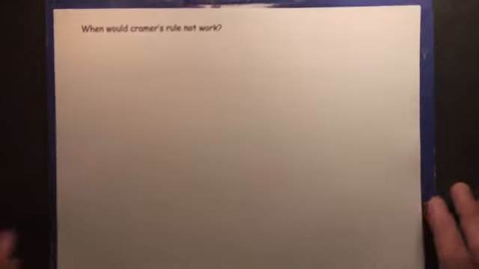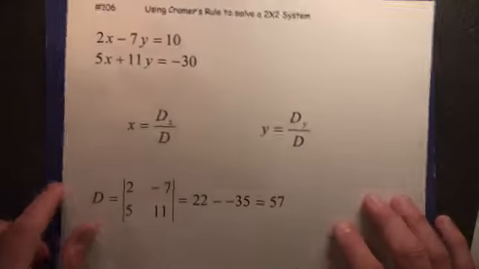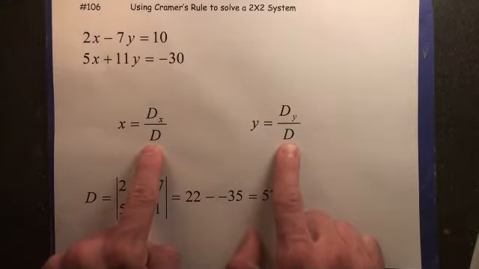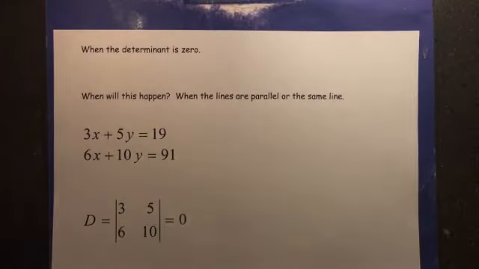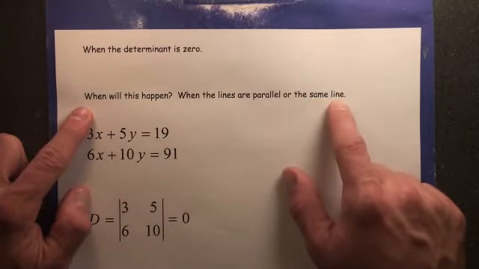So when would Cramer's rule not work? Okay, here's Cramer's rule. There it is. When would it not work? When the denominator is 0. When the determinant is 0. Okay, that's when Cramer's rule would not work. When will that happen? When the lines are parallel or the same line.